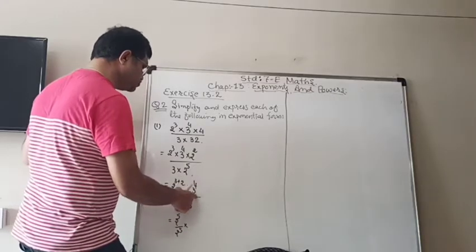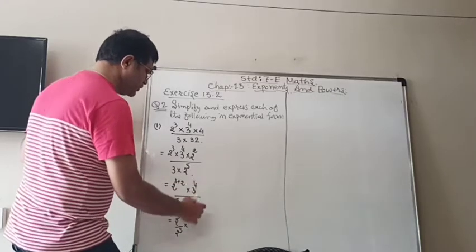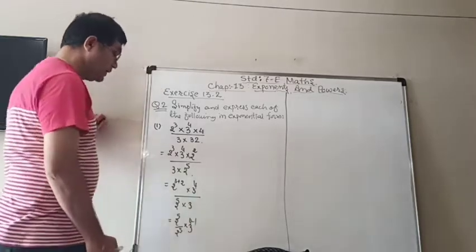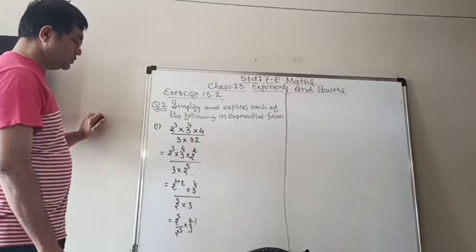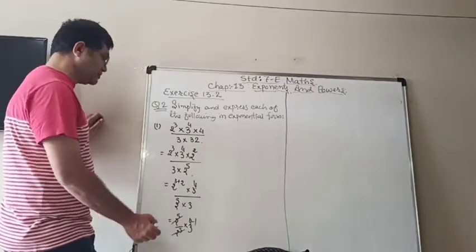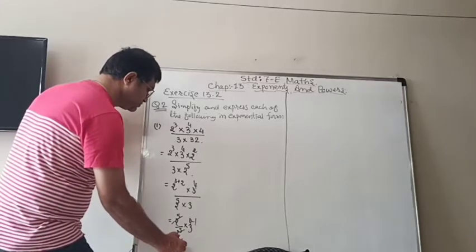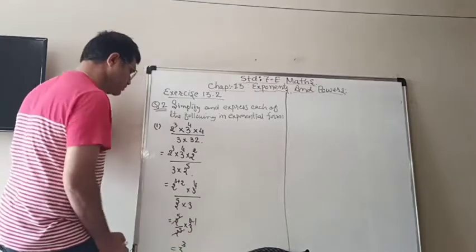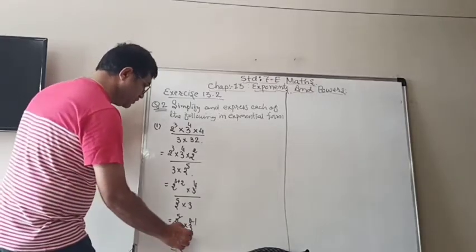Here you can see 3 raised to 4 and here 1, so you can apply 4 minus 1. Now here 2 raised to 5 and 2 raised to 5 are the same, you can cancel. So the answer is 3 raised to 4 minus 1, which is 3. So that is our final answer.